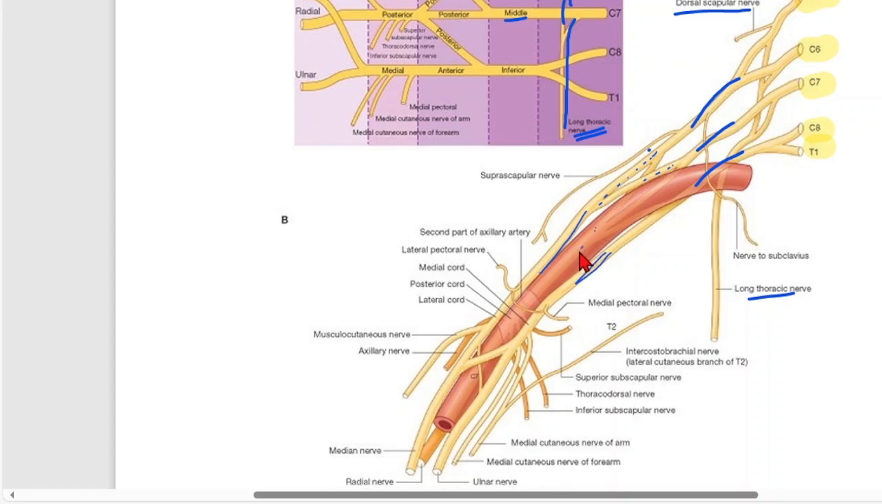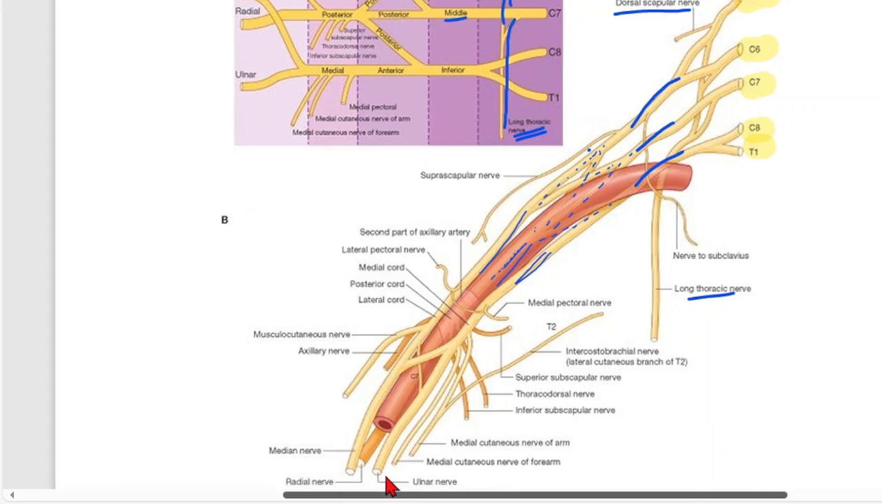And on the posterior side there is the posterior cord, because it is posterior to the artery. This posterior cord has branches from all the trunks: from the superior trunk branches come, from the middle trunk branches come, and from the inferior trunk branches come. So it gets all the branches. Now this moves posteriorly and forms the radial nerve. The other things we have already discussed.